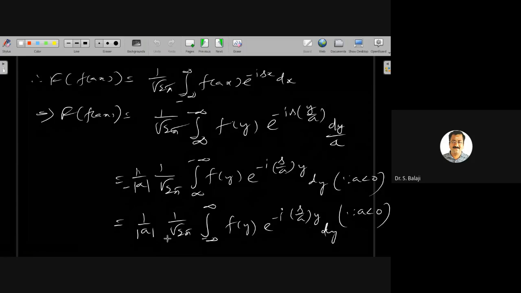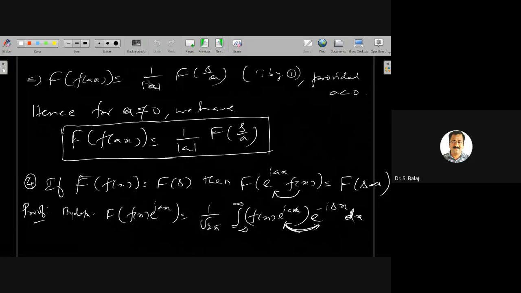Yes, this is like a Fourier transform definition. Now you can ask a question, sir, what about this a? This a is a negative a only, no problem. I am not changing this a; there is no change. Therefore, this 1 by modulus a, and the remaining things are the Fourier transform definition, but instead of s we have s by a. The result will be 1 by mod a, f of s by a.